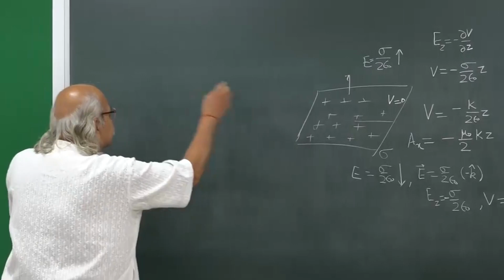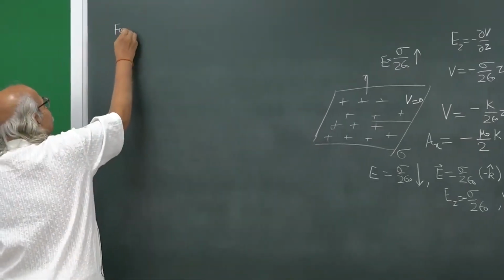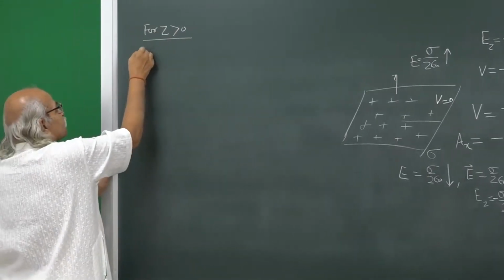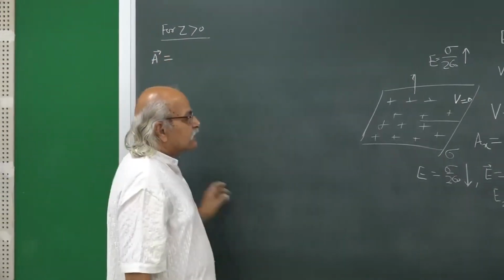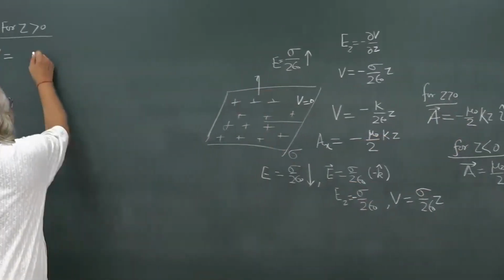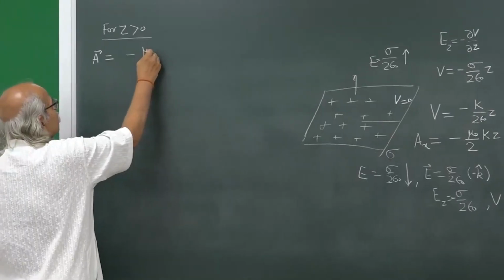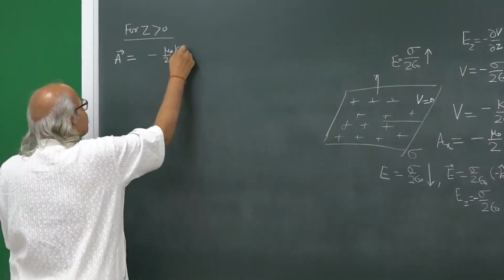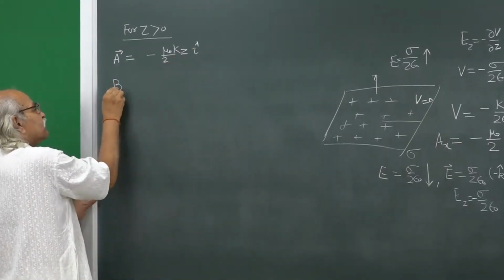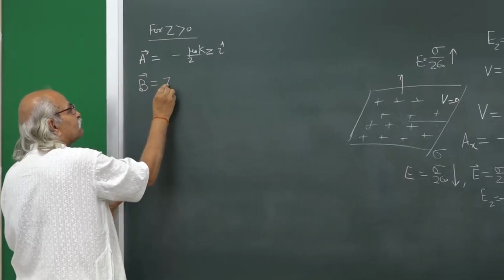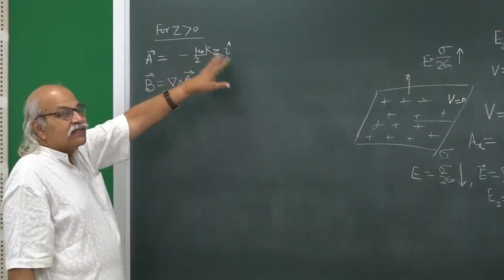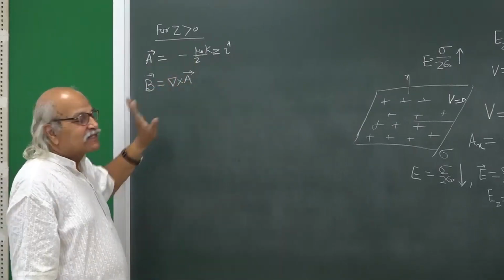All right. So, let us take that expression for z greater than 0. A for z greater than 0 is minus mu naught by 2 k z i cap. B will be curl of A. This is all in Cartesian coordinates, so our expression is simple.